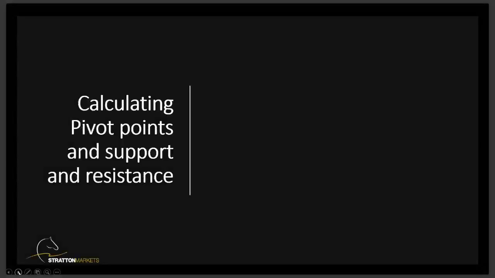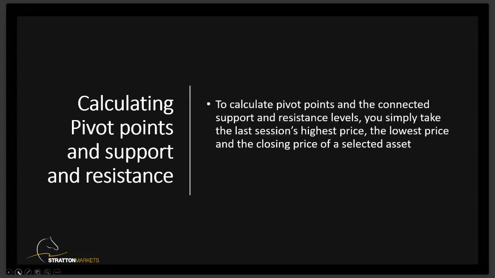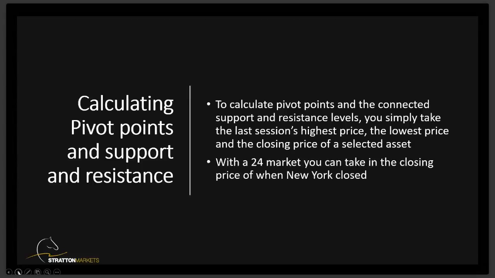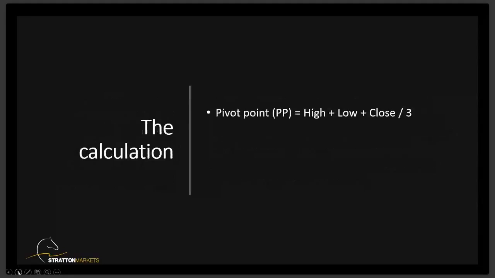Now, some of the many things you'll find when you're trading is that people will talk about pivot points and support and resistance. Now, pivot points and support and resistance connected to those pivot points are basically calculations. And what you do is you simply take the last session's highest price, the lowest price, and the closing price of a selected asset. Now, as we've mentioned, this market is 24 hours a day. So most people who calculate pivot points tend to take the price of the New York close, which is around 5 p.m. New York time.